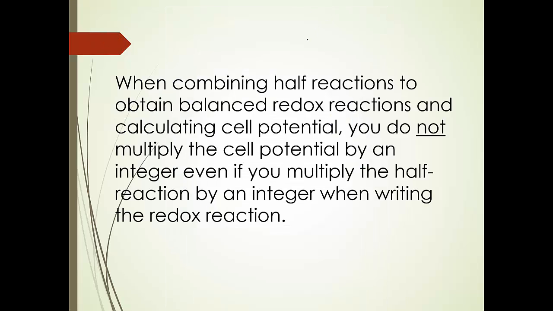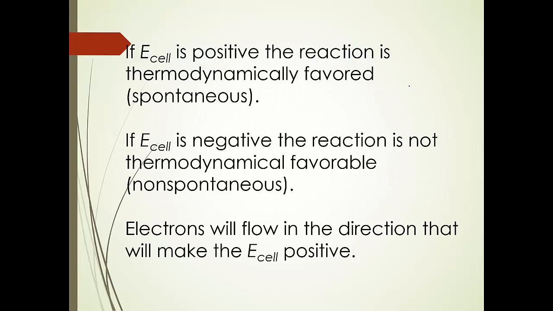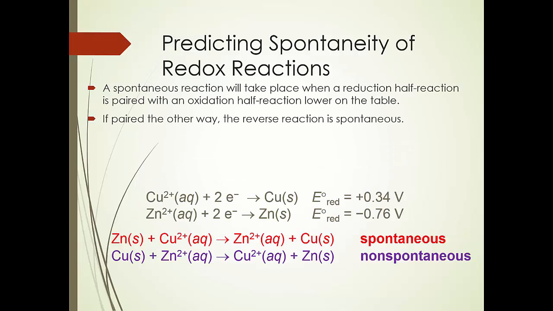The one thing you have to know: this is not Hess's law. Not Hess's law. So you will not multiply. If you have to multiply by 2 to balance the electrons, you do not multiply the E cell. The only thing you will ever do to those E cells is change the sign and add them together. If it gives you a positive cell, you say it is spontaneous. If it's a negative cell, it's not going to be spontaneous. Electrons will flow in the direction that's going to give you a positive cell. That's how a battery works.